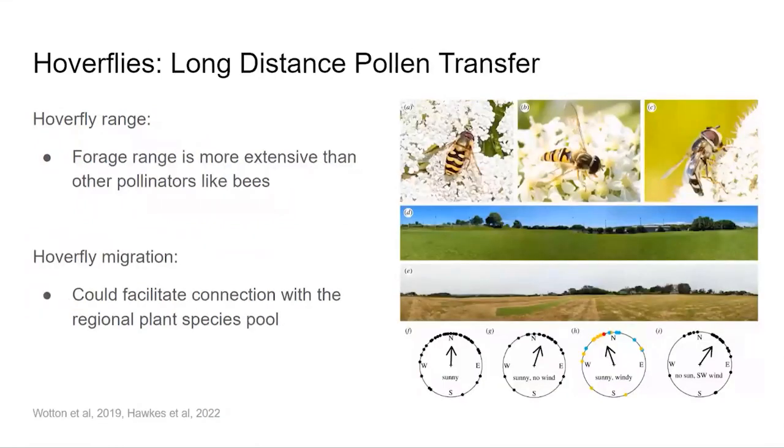Looking a little bit at the long distance pollen transfer aspect, hoverfly range in general is a little bit larger than a bee. It can travel for greater distances to find flowers. And then an interesting aspect that I grabbed onto for my research was the idea of hoverfly migration. I didn't know that they migrated before looking into this, but there is a potential link that this could facilitate connection with a larger regional plant species pool from the urban area, particularly bypassing the urban matrix issues that honeybees and other bees have.